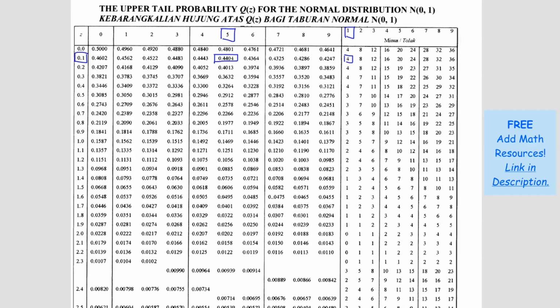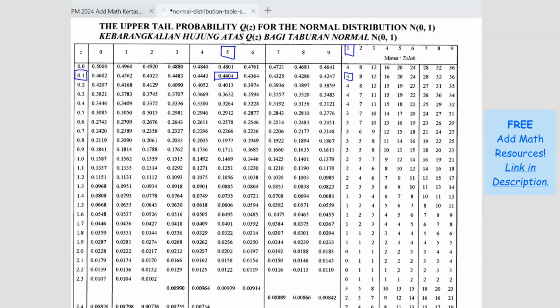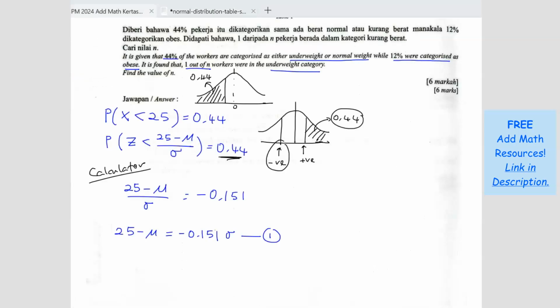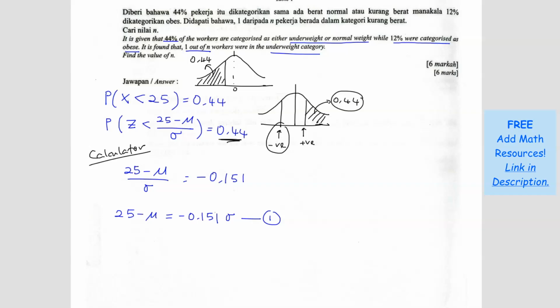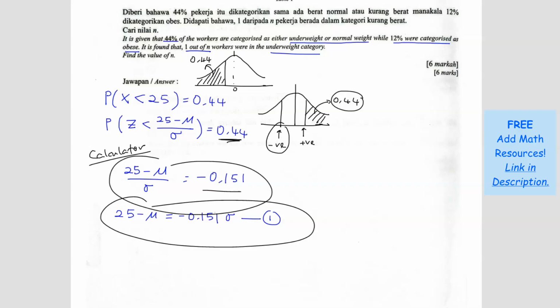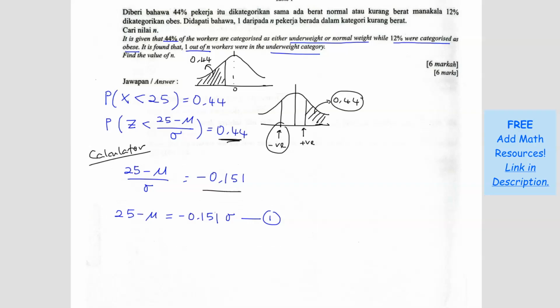Okay, so we're going to use that. When you write the 0.151, make sure it is negative, because like I said, we want the negative side, we don't want the positive side. Once you write this, it should be the same concept as this, and then you get this equation. Clear? So this is how we get the first equation. Next we have to do the second equation.